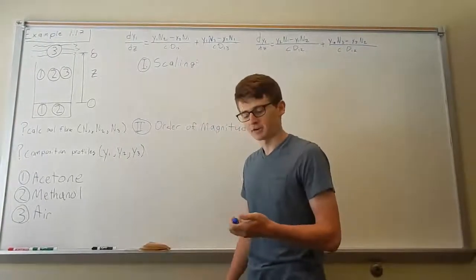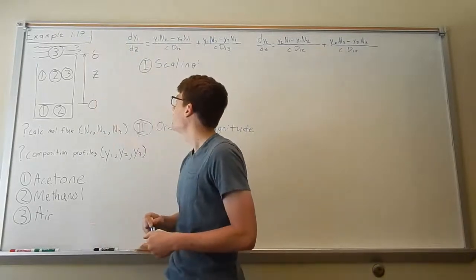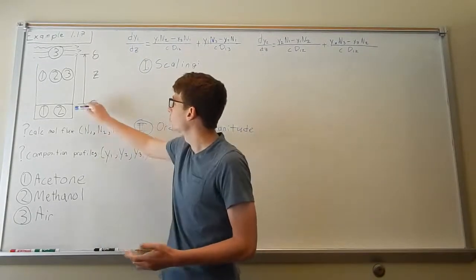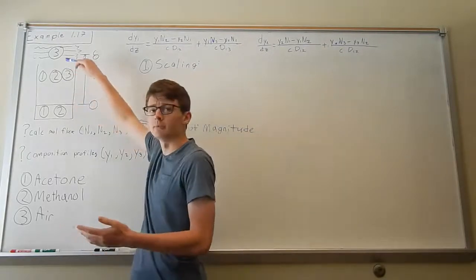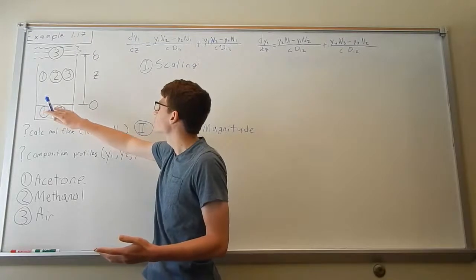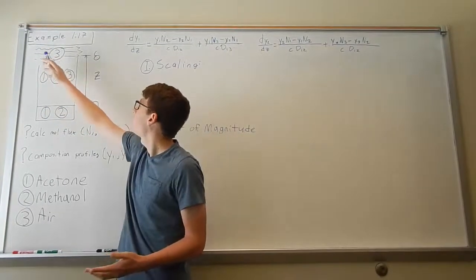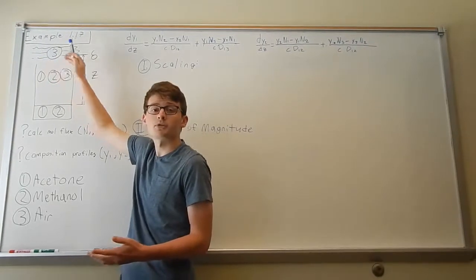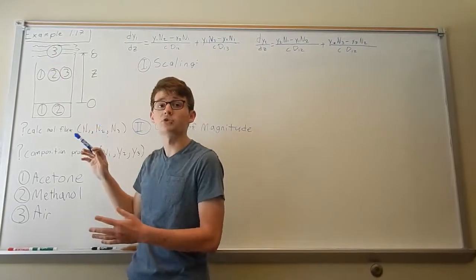So let's take a look at the problem. This is example 1.17 from the book, and as you see we have a two-component mixture in a liquid down here at the bottom of a tube. These two components are going to evaporate and go up the tube, and when they get to the top there's a stream of component 3 as a gas blowing across, and that's going to blow all the 1 and 2 away.